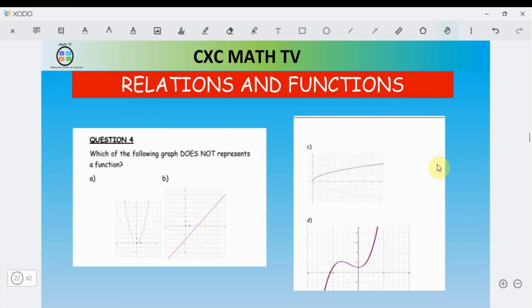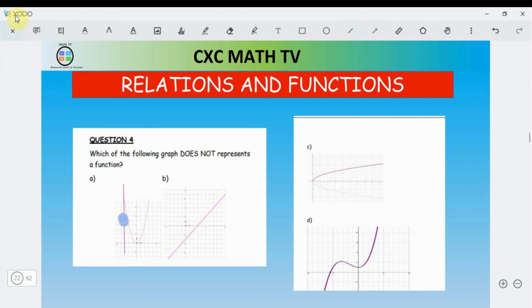All right, now this question right here says, which of the following graphs does not represent a function? Pause the video and attempt. All right, so first thing is, in order to determine if it's a function, we do what? We do a vertical line test. So doing a vertical line test, as we can see, we're moving this vertical line.